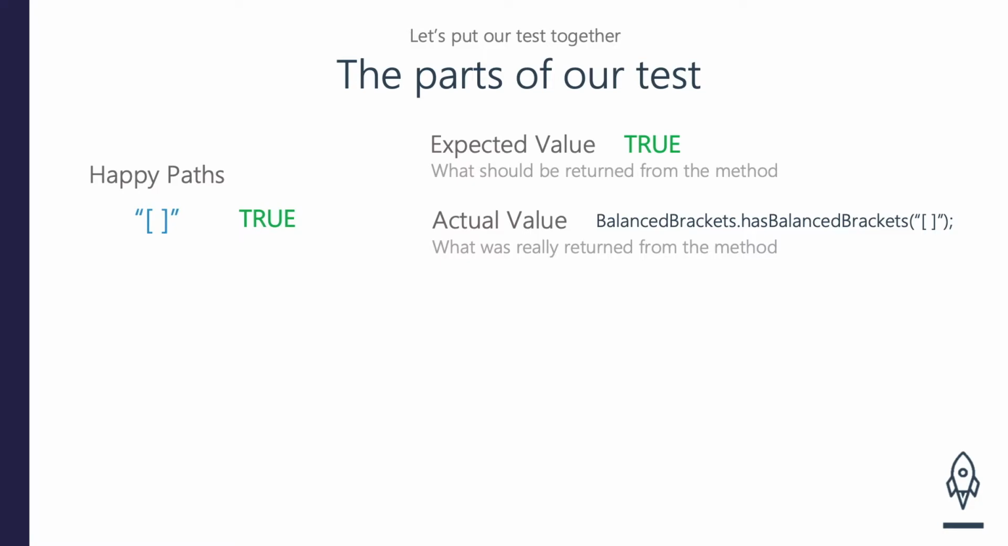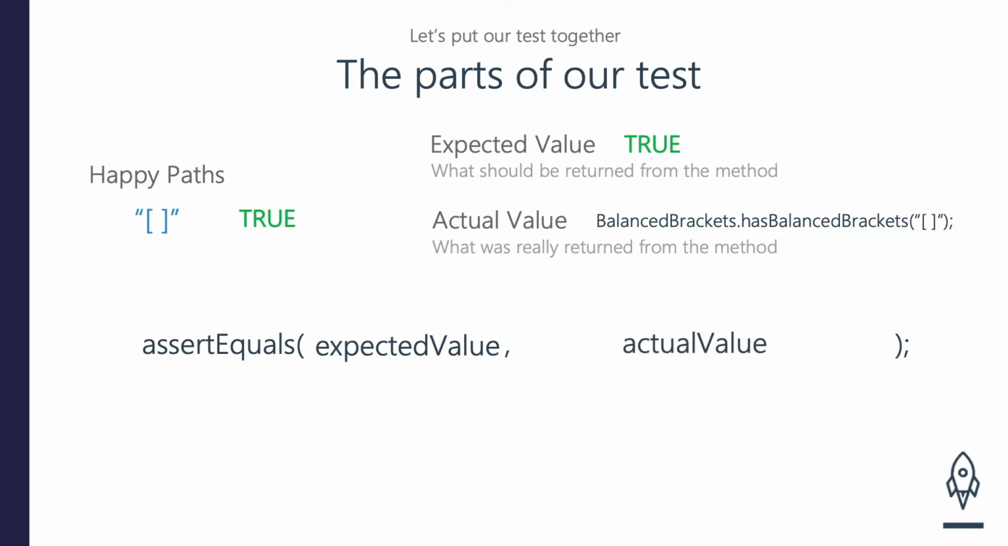To test something, particularly in JUnit, and you might have seen it in previous coding languages, we use assert equals, which takes in two parameters. The first one is the expected value, and the next one is the actual value. The expected value, again, is what should be returned from the method, which is true. The actual value is what's being returned from the method, so we place the method in there to get its response and match it against true.